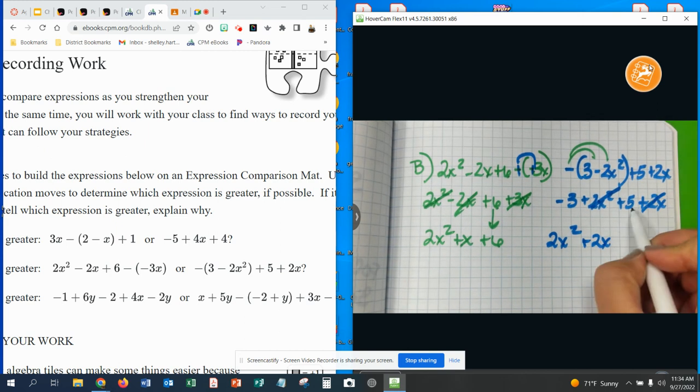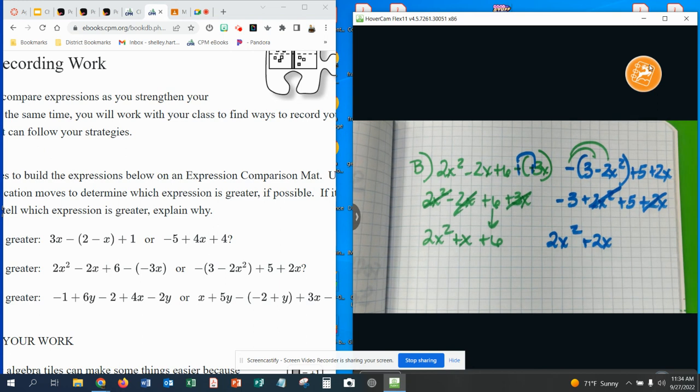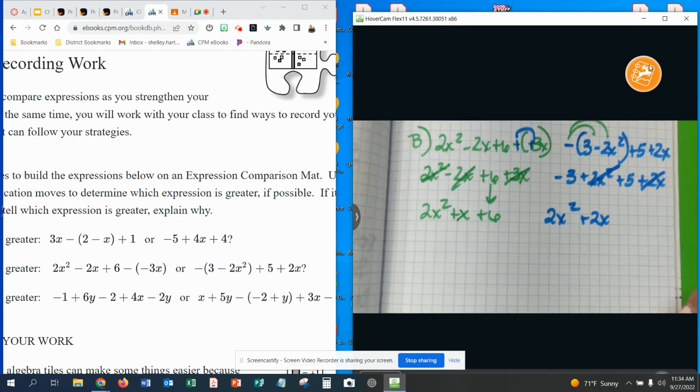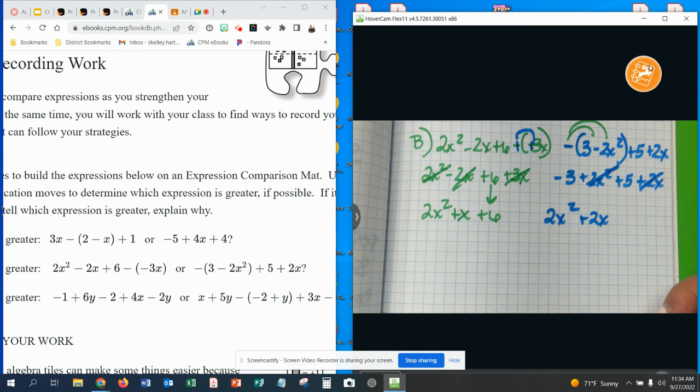Now we're going to hit your 5 and your negative 3. And what do you get when you have positive 5 and a negative 3? Good man, plus 2. All right, so everything we have is here. Which one's bigger? What do you think is bigger? Think about it.